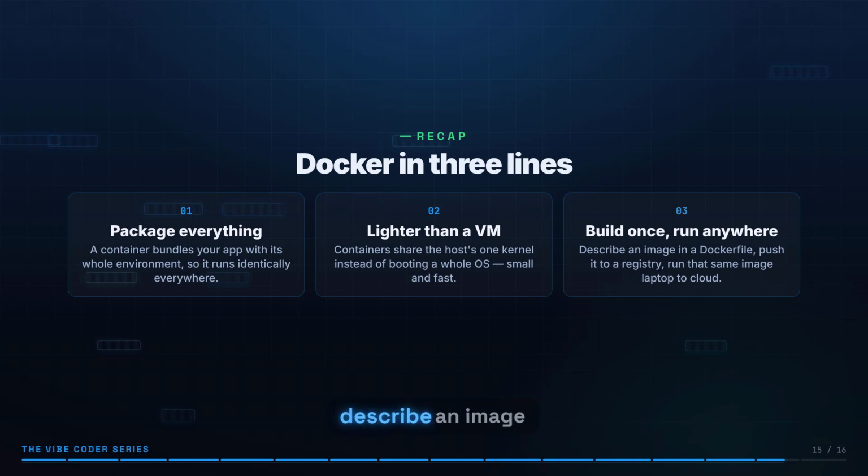And 3. You describe an image just once in a Dockerfile, you build it, you push it up to a registry, and then you run that exact same image anywhere at all from your laptop straight to the cloud. Package once, run anywhere. That, honestly, is the entire story of Docker in a single nutshell.